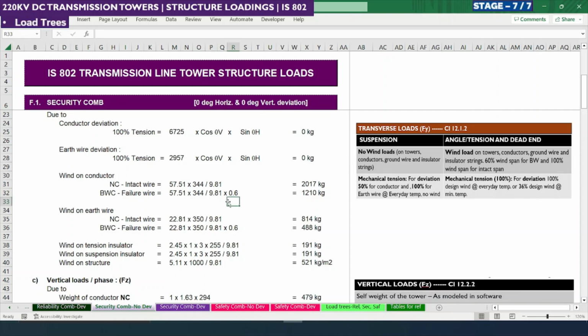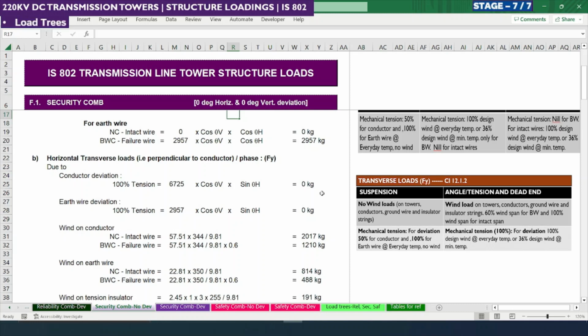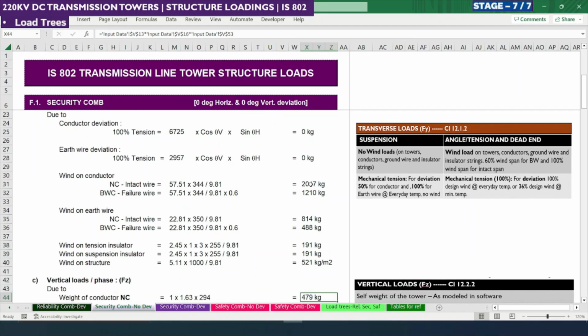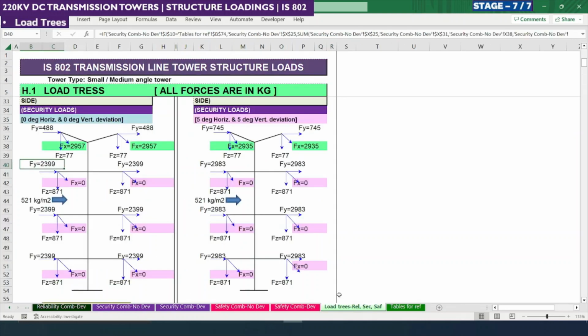So for transverse force we need to consider 0 anyhow, without deviation it is 0, but wind load we need to consider for broken wire condition. Anyhow, we just assumed that the ground wire is broken, so we need to consider the intact wire wind. So it is 2015 with tension and suspension insulator wind loads. So adding that, it is 2399.